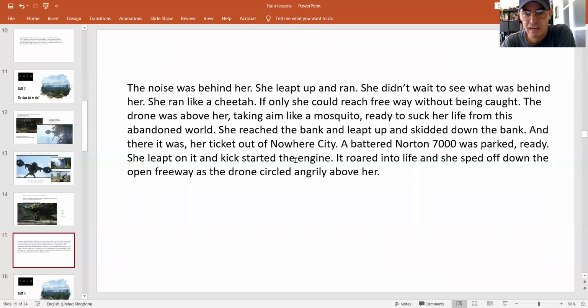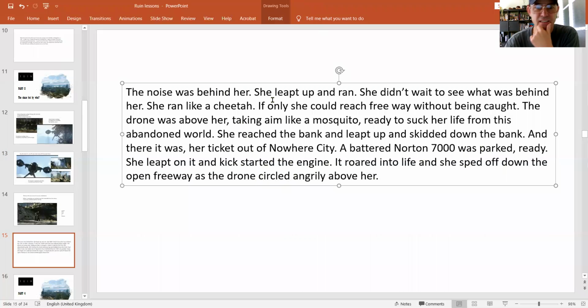She reached the bank and leapt up and skidded down the bank. And there it was, her ticket out of Nowhere City. A battered Norton 7000 was parked, ready. She leapt on it and kick-started the engine. It roared into life and she sped off down the open freeway as the drone circled angrily above her. Some nice bits in here. This start is a bit rough though, isn't it? Let's have a quick look at this.